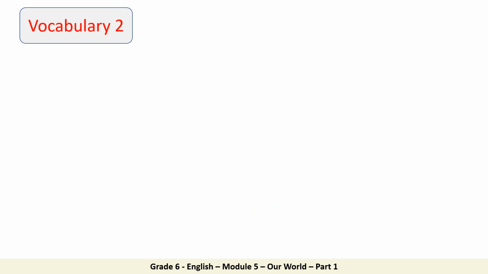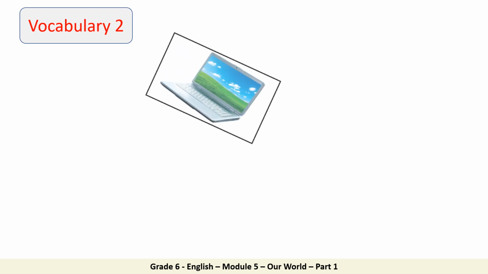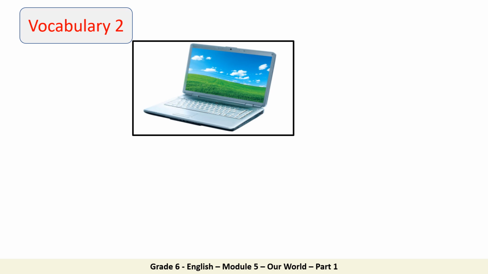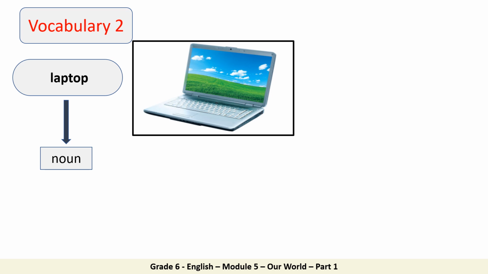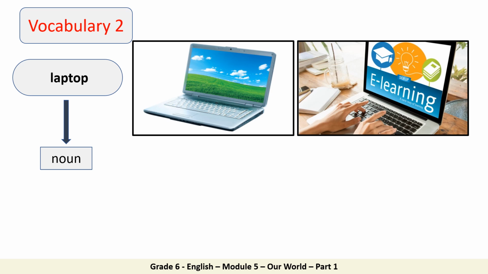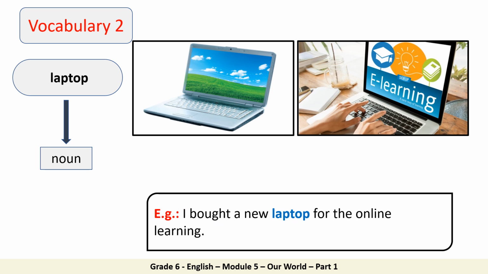Very good. Let's have a look at the second word here. That's right, it's very easy, right? We use it every day. Okay, it's a laptop. Nice. Now, what is the word laptop? Is it a verb? Is it an adjective? That's right, it's also a noun. Right. Now, please repeat after me. Laptop. Now, could you form it in a sentence? Very good. I bought a new laptop for the online learning.